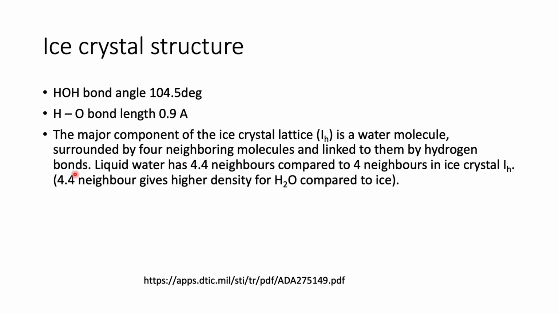We will actually look at the structure soon. The liquid water has 4.4 neighbors compared to 4 neighbors in the ice crystal 1H. So 4.4 neighbors gives higher density for water compared to the ice. That's the reason water is denser, ice is lighter, and ice floats on water.